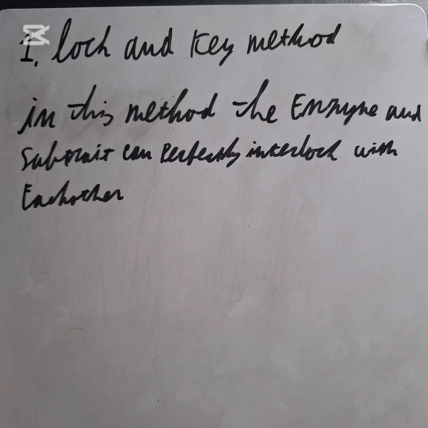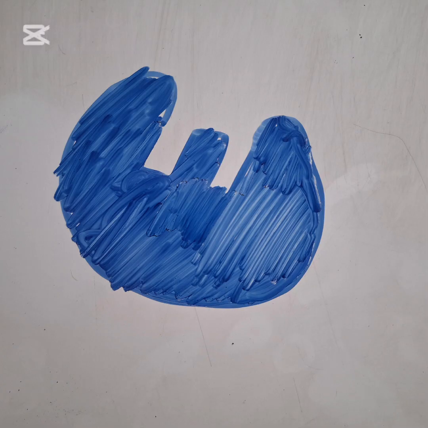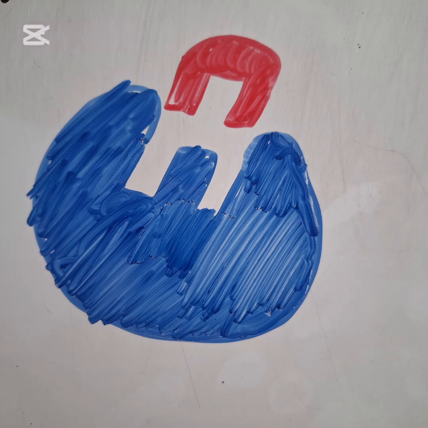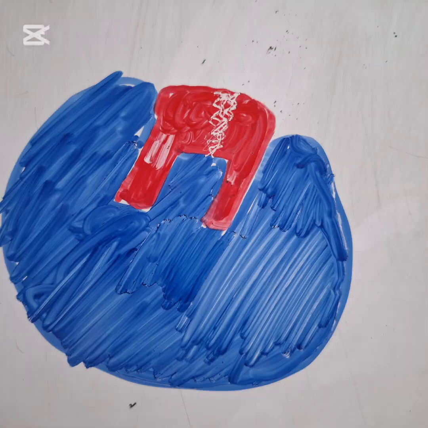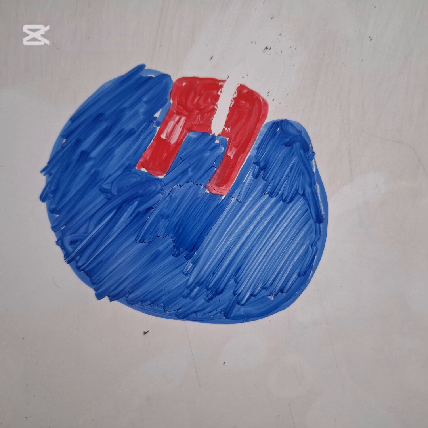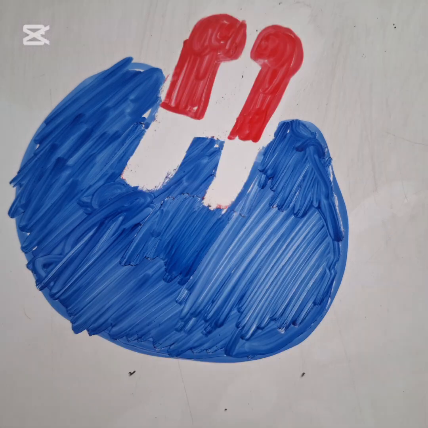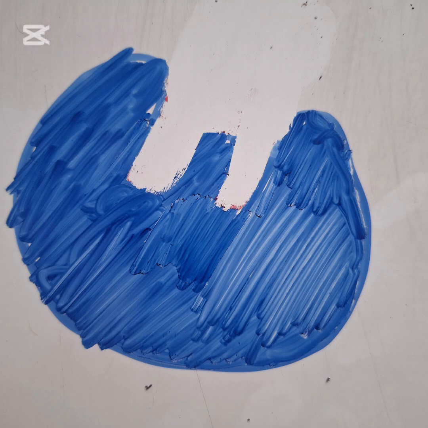Let's first take a look at the lock and key method. In this method, the enzyme and substrate can perfectly interlock with each other. As you can see on the whiteboard, this is the enzyme, and here comes the substrate, and they can perfectly interlock with each other, as you can see here. And after that, the substrate is broken down into two parts, and now the substrate can do its chemical reaction way quicker, and it will not die, which is very nice.